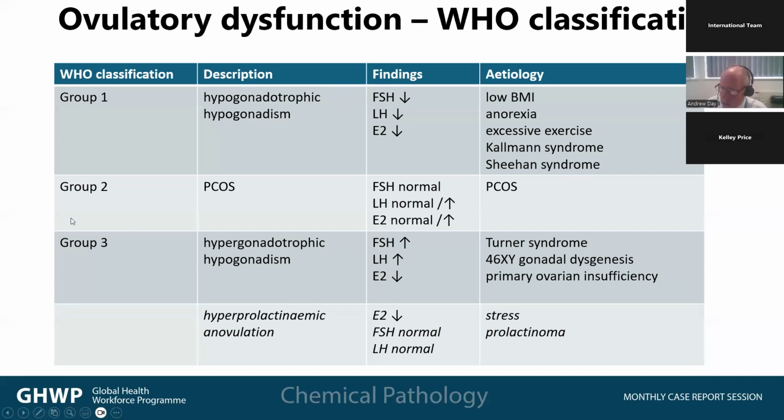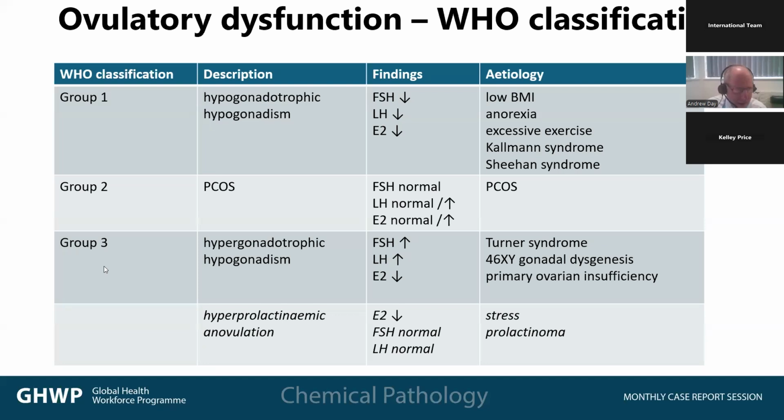And then group 3, hypergonadotrophic hypogonadism, the easiest to remember form, or the commonest form perhaps, being primary ovarian insufficiency or ovarian failure, but there are some other causes of ovarian dysgenesis or ovarian dysfunction that again we'll mention. I find it quite useful to add to this list hyperprolactinemic anovulation, particularly in response to a prolactinoma. This isn't formally part of the WHO classification, but it's another cause of ovarian dysfunction.